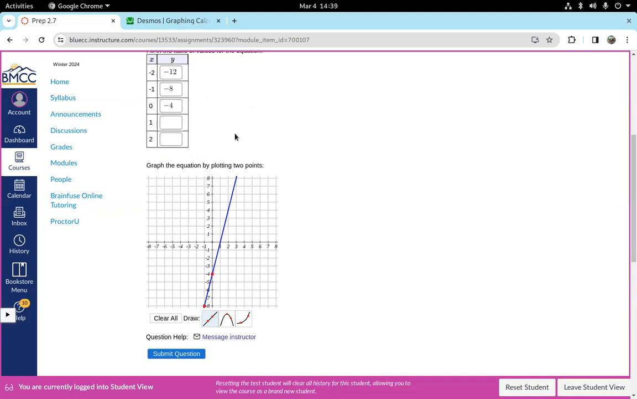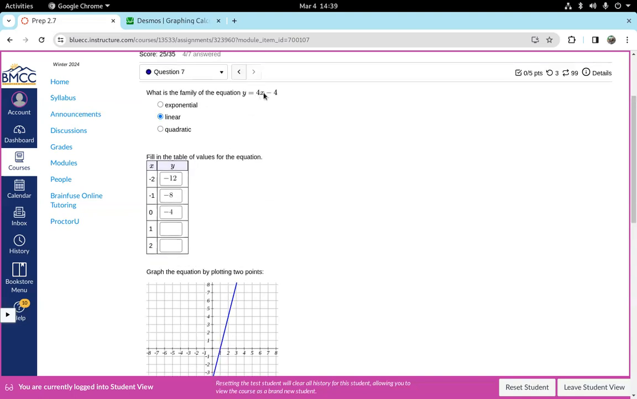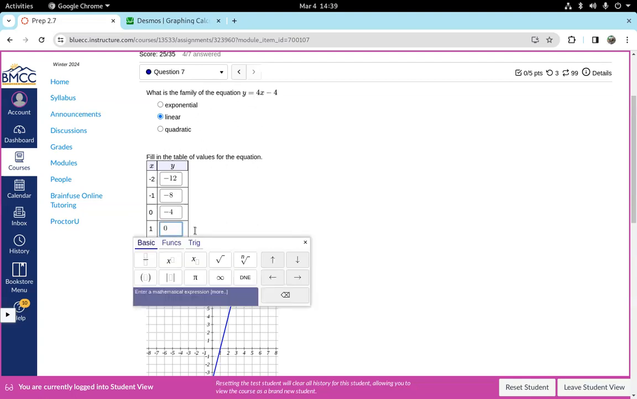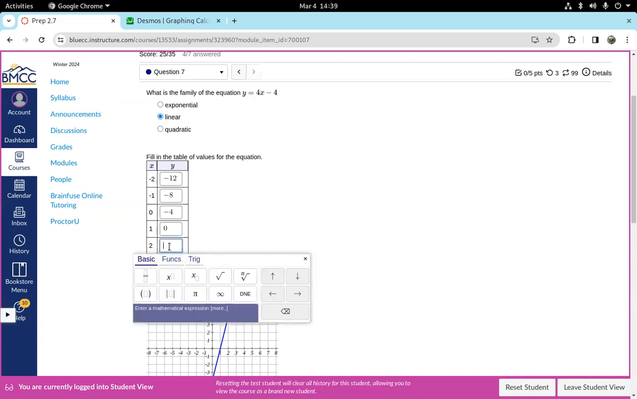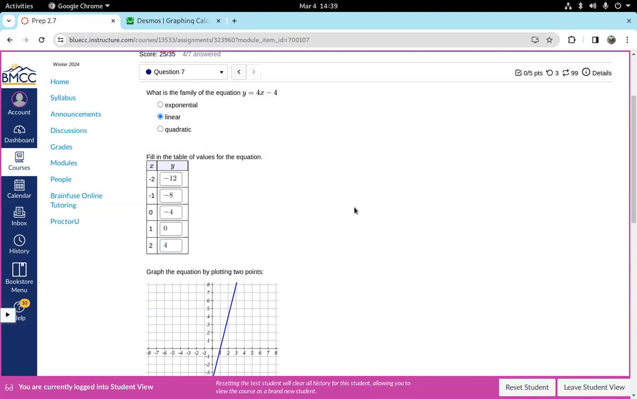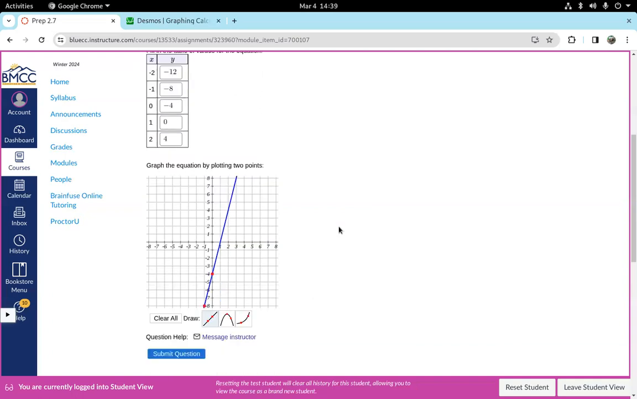And I guess we'll double check another one. If we were to plug in 1 here, 1 times 4 is 4, minus 4 is 0. Does this graph seem to have the point 1, 0? It does. We plugged in 2. 2 times 4 is 8. Minus 4 is 4. So I think that should be 4. You should definitely check those numbers on a calculator. Does this graph have the point 2, 4? It does seem to. Notice the instructions, though, say to make the graph by just plotting 2 of the points, any 2, but just use 2 of them.